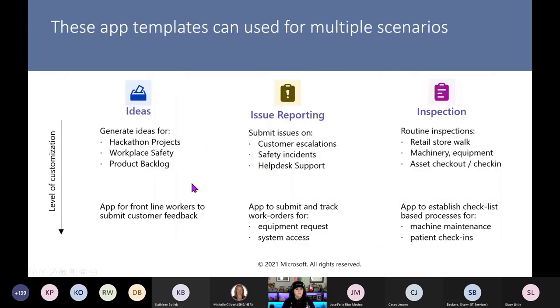So just some of these ideas: the ideas template, for example, is good for hackathon projects, product backlog, workplace safety. The issue reporting can be used for safety incidents, help desk, customer escalations, and the inspection could be anything from an asset checkout, check-in, machinery equipment to retail store walks. So lots of different use cases for these individual template applications.